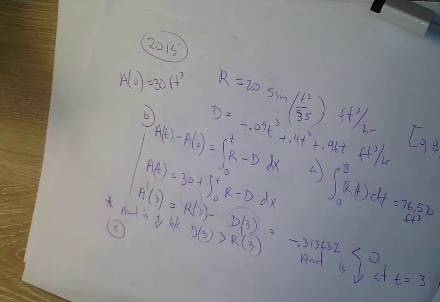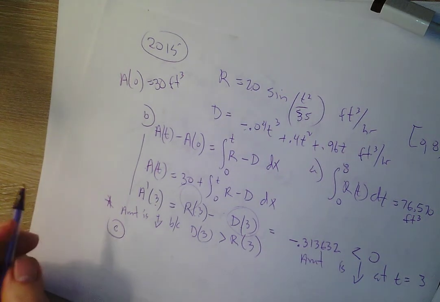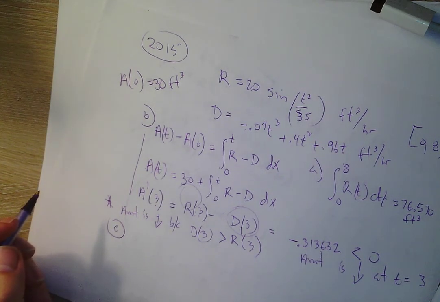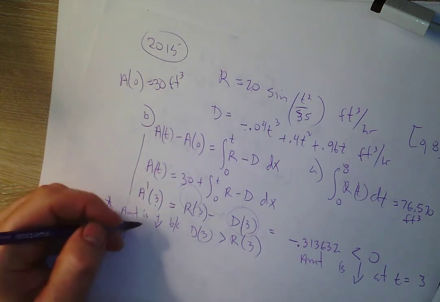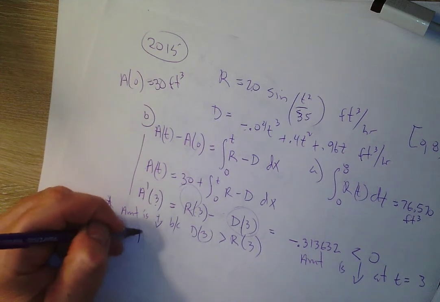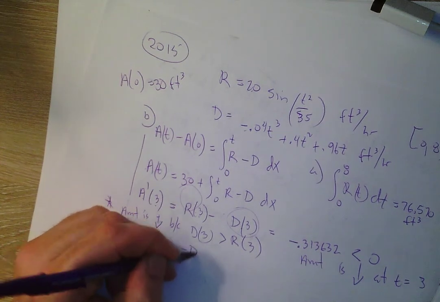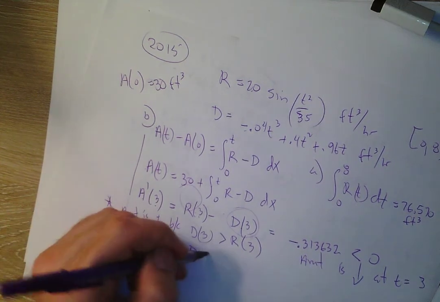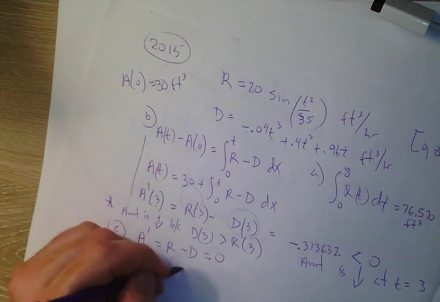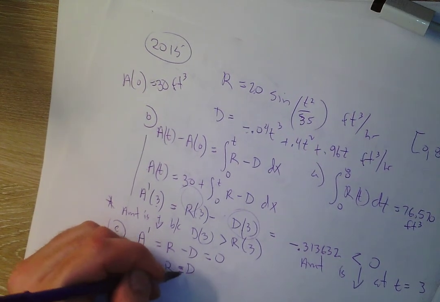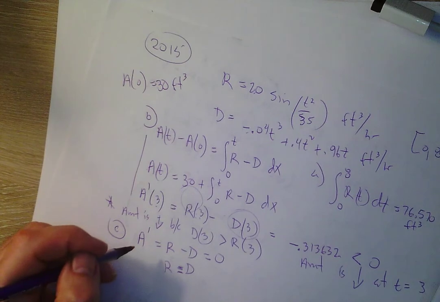Okay, part C. Part C says the time on 0 to 8 when the amount of water in the pipe is at a minimum. I'm looking for a minimum. When I look for a minimum, I always look at the derivative. We said the derivative was r minus d. And I want to know when that derivative is equal to 0, or in other words, when r equals d. That is going to be a critical point for me.